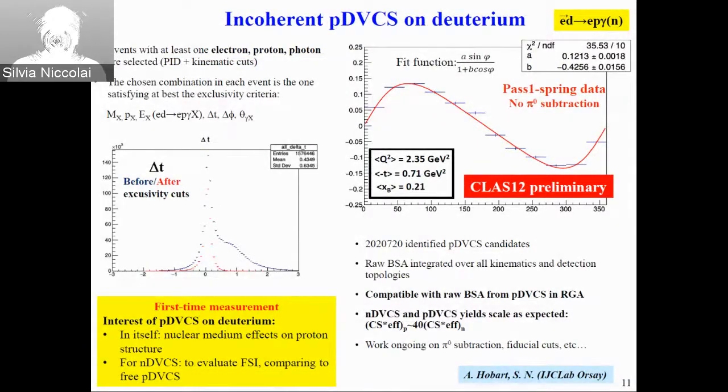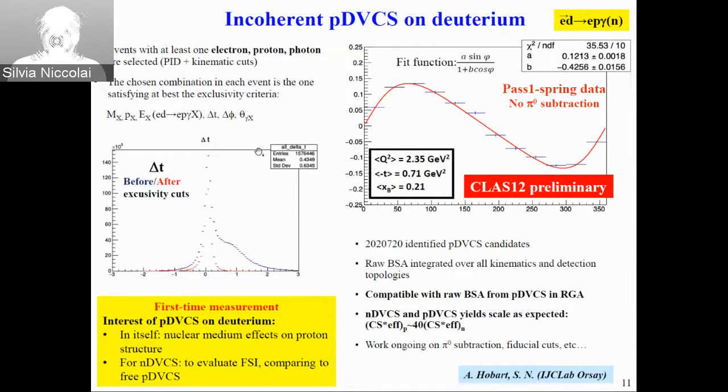And as part of the original proposal, we proposed to measure the proton DVCS in deuterium, because it's necessary to have this measurement in order to assess the impact of final state interaction on the nDVCS measurement. And the idea here is that we are going to extract the beam spin asymmetry also for the bound proton DVCS, compare it to the beam spin asymmetry from hydrogen data from RGA, and obtain with this the impact that final state interaction can have.